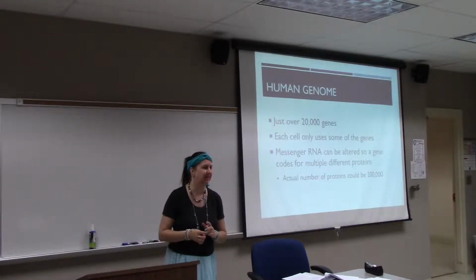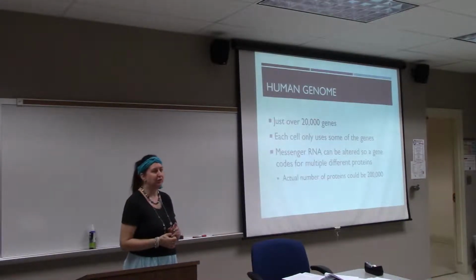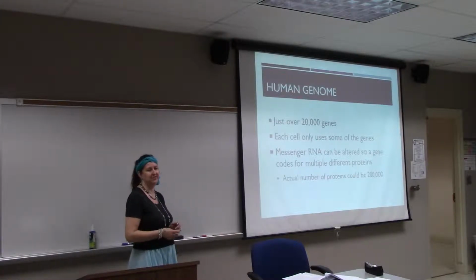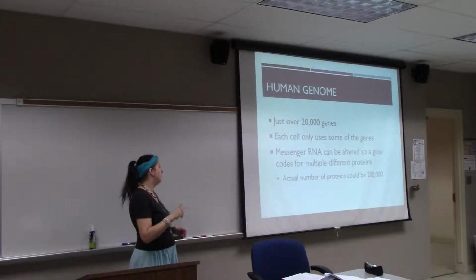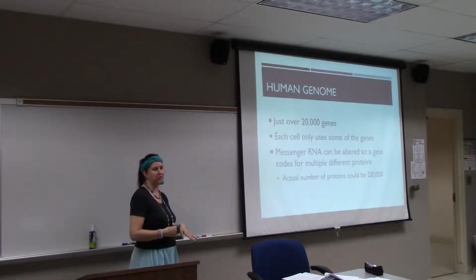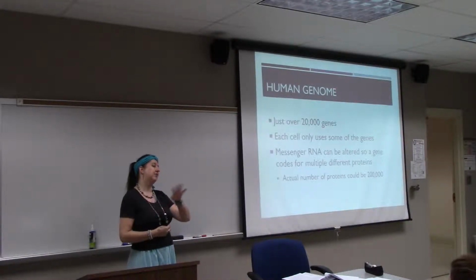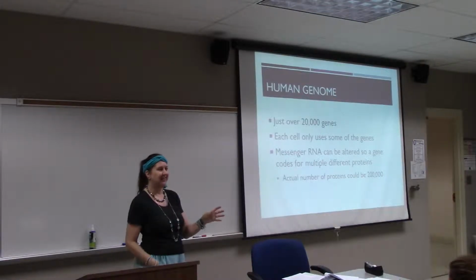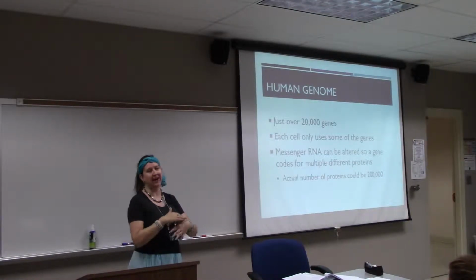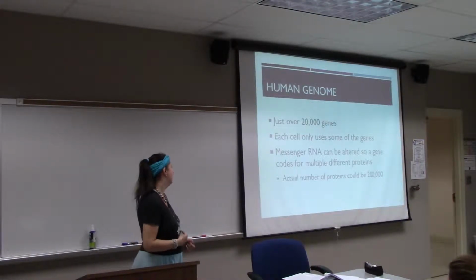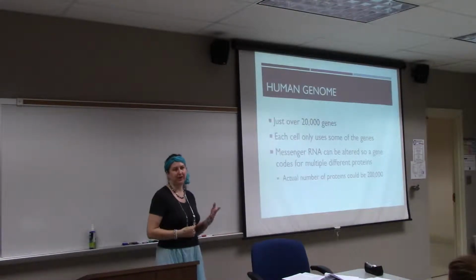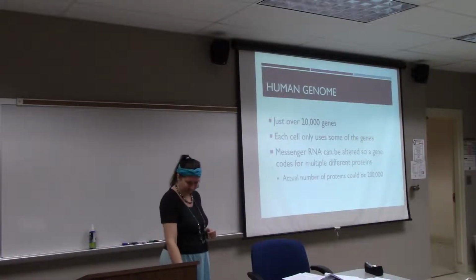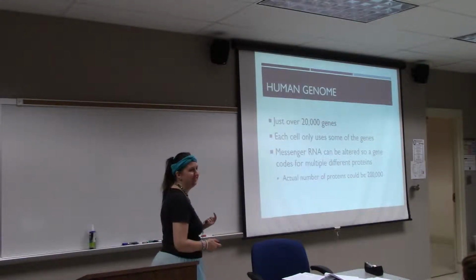In the human genome, there's a little over 20,000 genes. Each cell only uses some of those genes. But each gene can code for more than one protein because after it's copied into messenger RNA, that can get edited, and then different pieces being cut out provides different proteins. So there's somewhere between 100,000 and 200,000 different proteins from these 20,000 genes.